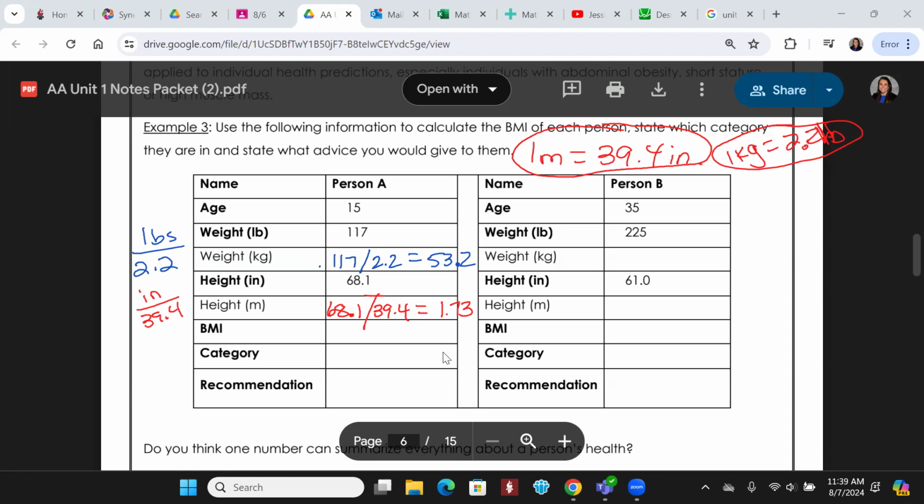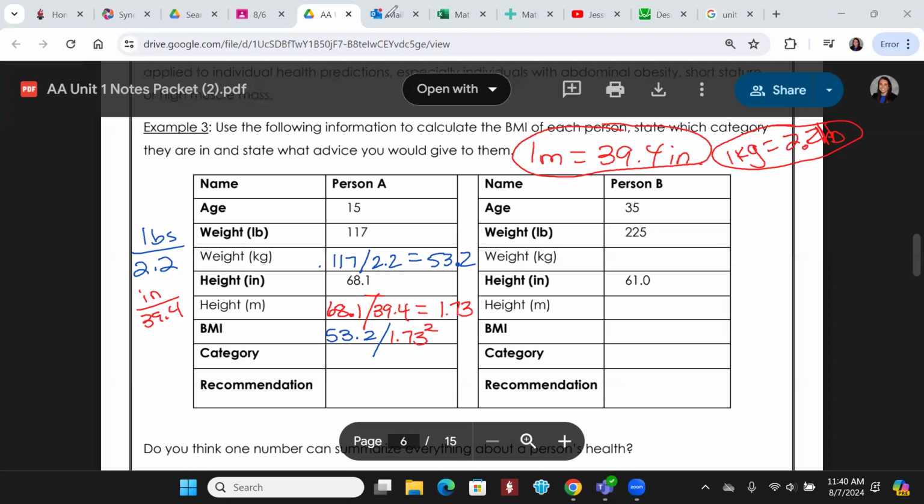Okay. Now, if we're calculating the BMI, what was the formula for BMI? Look at your paper. It's our kilograms divided by our height in meters squared. We're going to type that into our calculator. Do not use an iPhone to calculate this. You're not going to be able to. It's going to mess up.